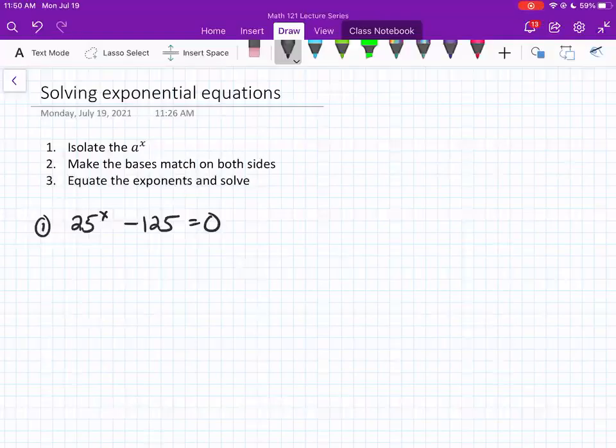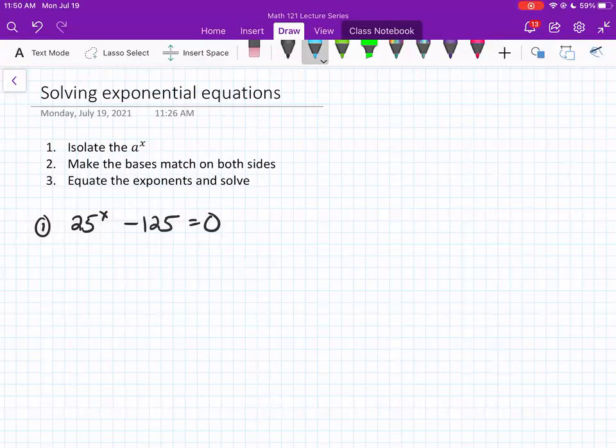After graphing exponential functions, it's also important to be able to solve them. The 3 steps for solving exponential functions are isolating the a to the x portion, making the bases on both sides of the equal sign match, and then equating the exponents to solve.